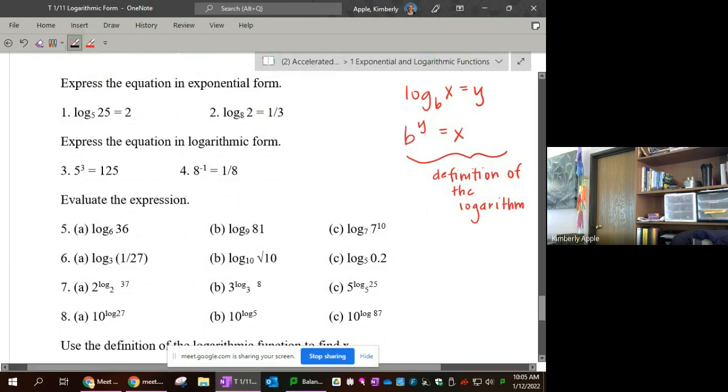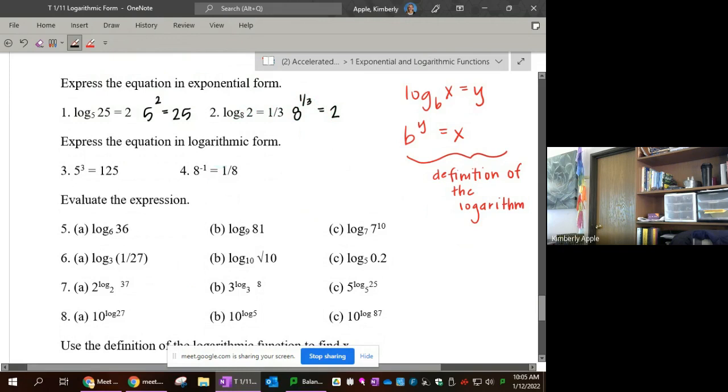All right, so let's express each of these in an exponential form. That would be 5 squared equals 25. Base, exponent, answer. This one would move in the same pattern. Base, exponent, answer. 8 to the 1/3 power equals 2.